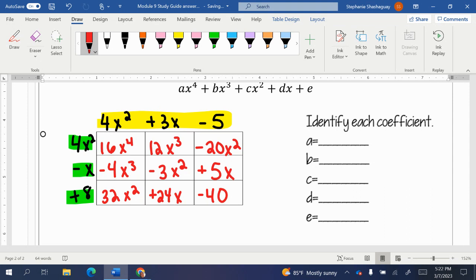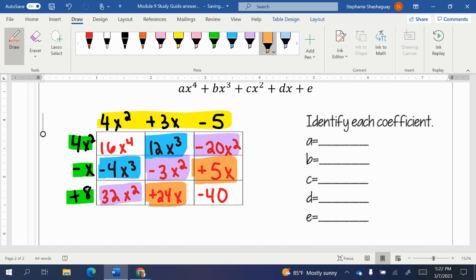Okay, now what I love about using this area model is that I can often combine my like terms before I even pull them out of the box method or of the area model, because I know that my diagonals are usually my like terms. So as I take them out of the box, I can go ahead and list them.